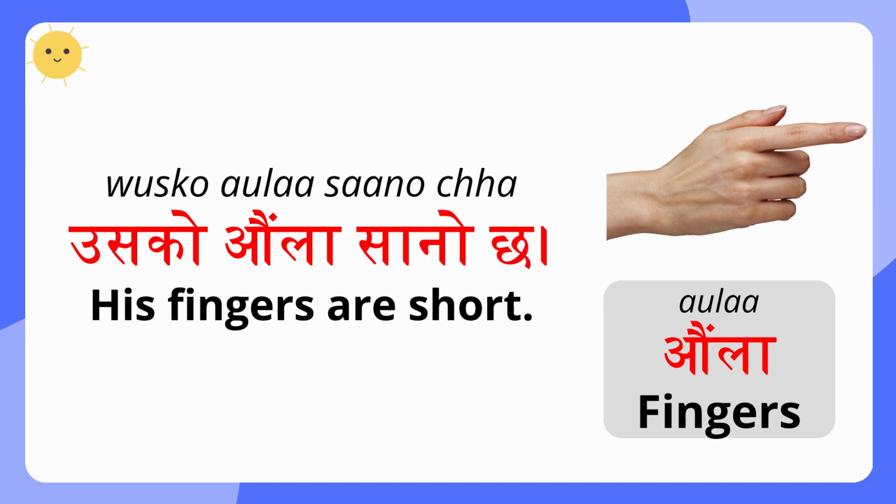His fingers are short. So here in English we express it as his fingers are short, but when you translate it to Nepali, the sentence becomes his fingers are small. We don't use the exact word short, rather we use small. So the sentence in Nepali is उसको औंला सानो छ. His fingers are short.